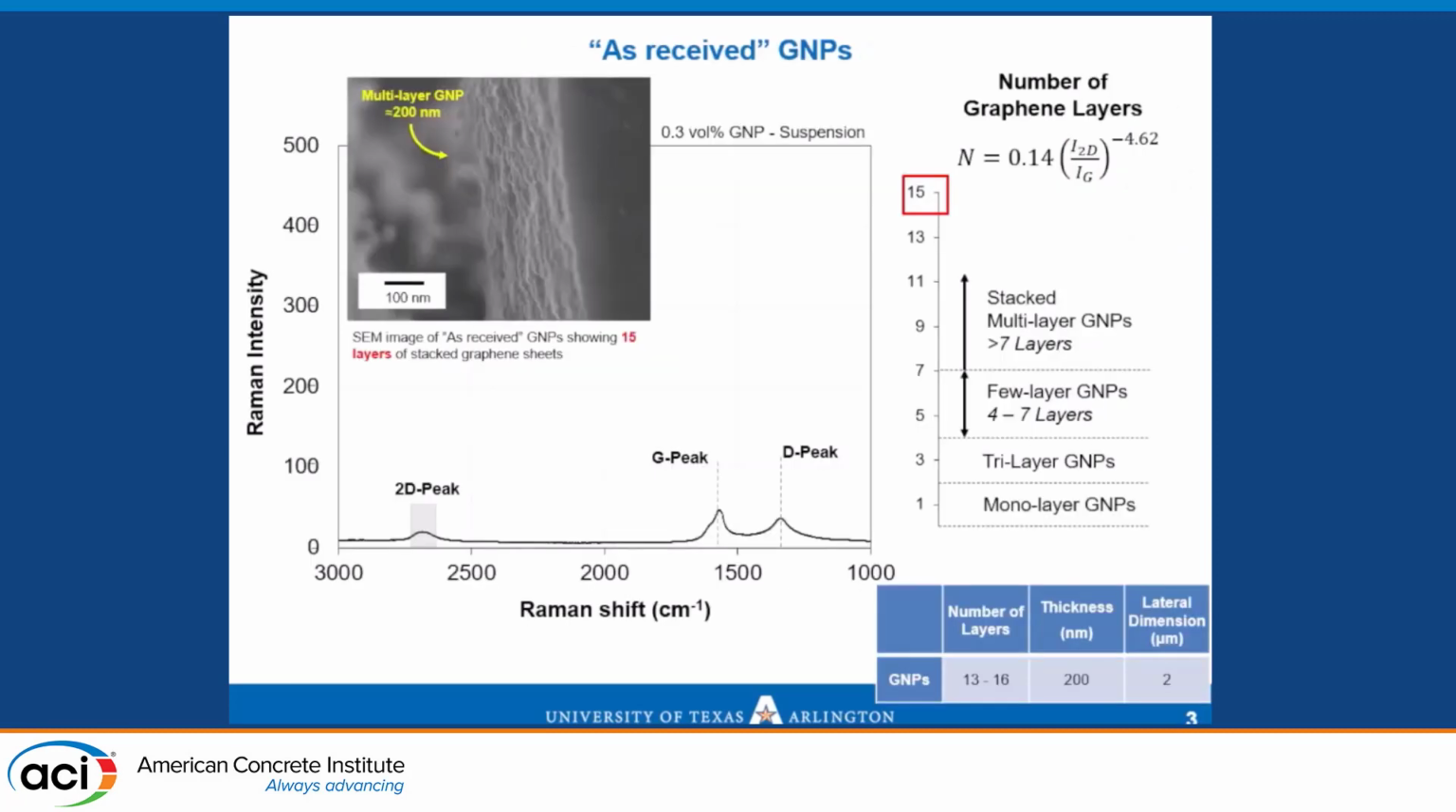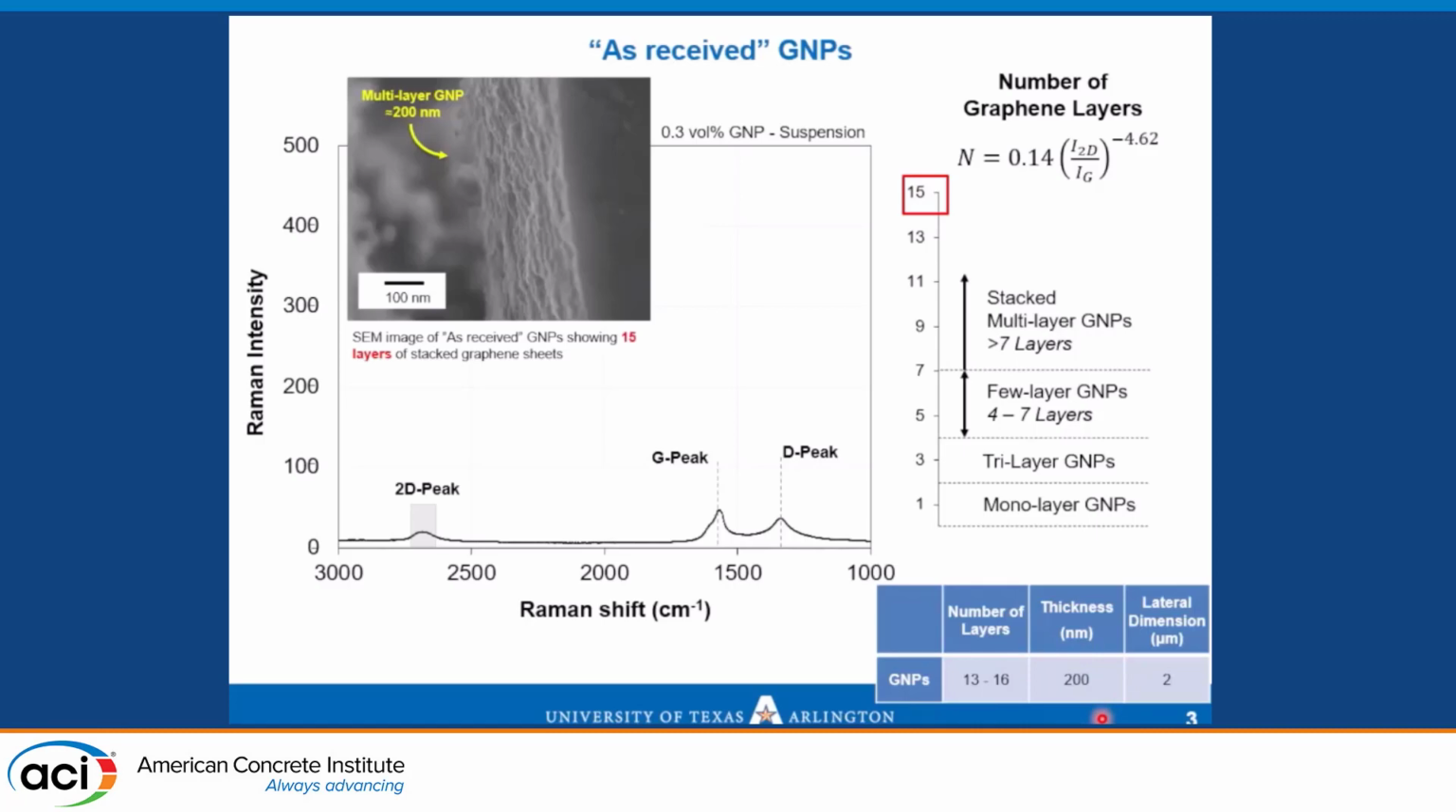So, I will start the presentation by giving you some details about the graphene nanoplatelets, and in this study we used commercially available graphene nanomaterials that come in the form of nanoplatelets. And according to the specification sheets, the nominal thickness of the nanoplatelets is 200 nanometers.